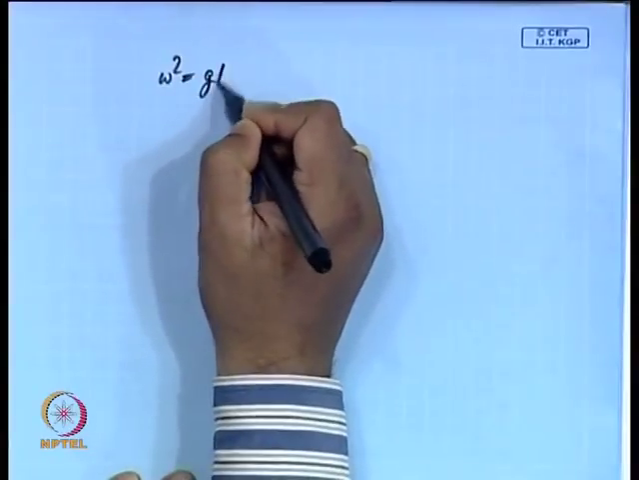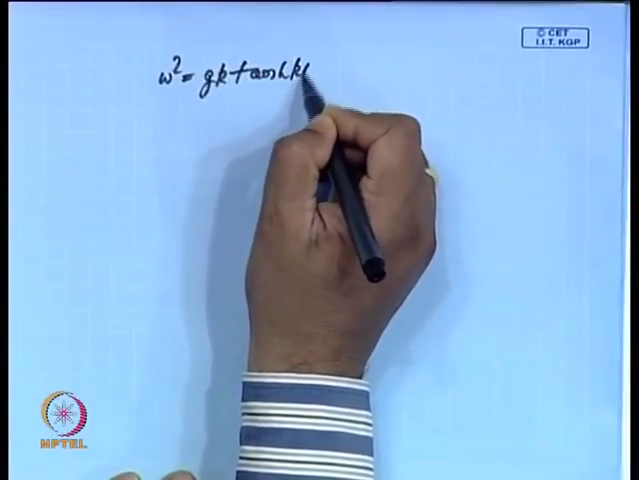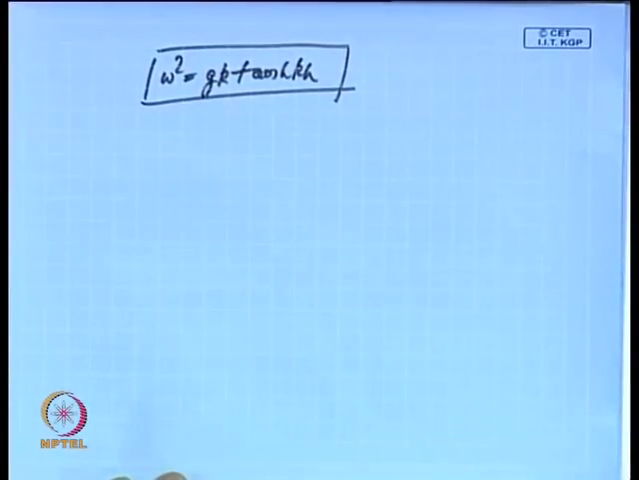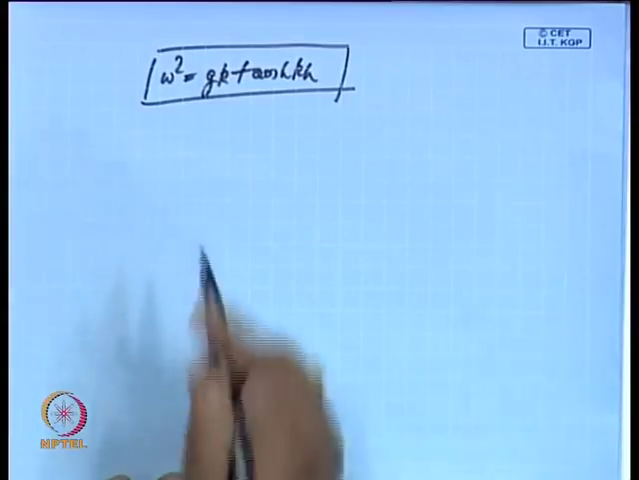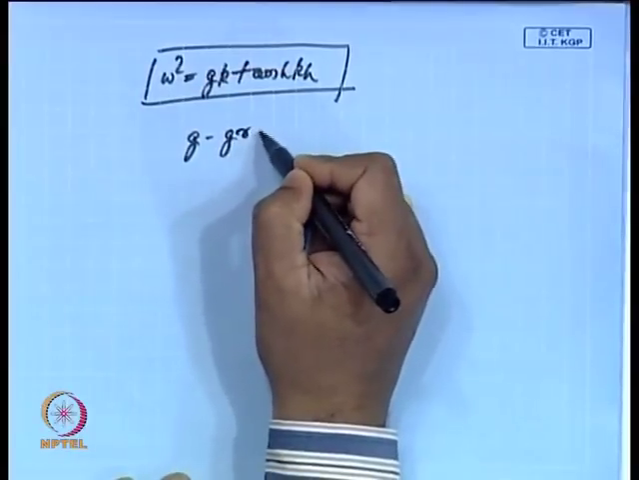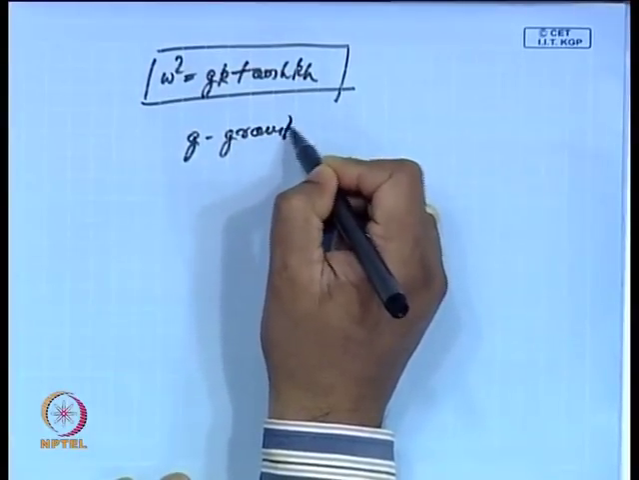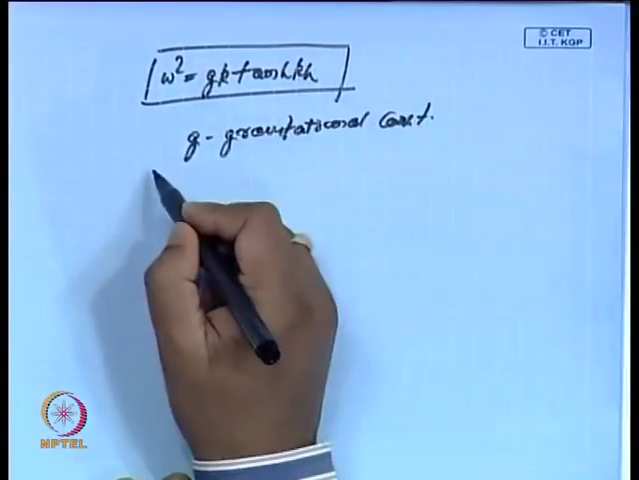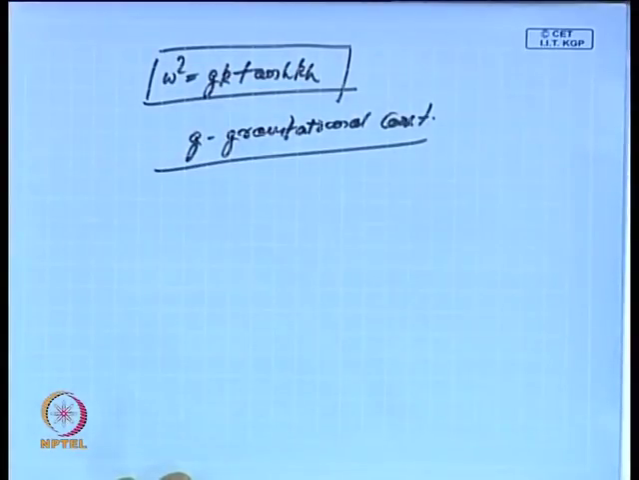So with this basic understanding about the waves, as I said, in water waves the basic relation is the dispersion relation. Otherwise, the general nature of the waves remains the same. Here g is the gravitational constant, acceleration due to gravity. It is a constant, and this is the dispersion relation.